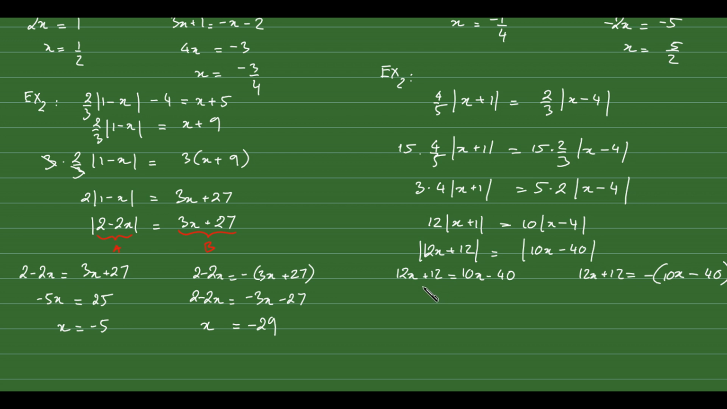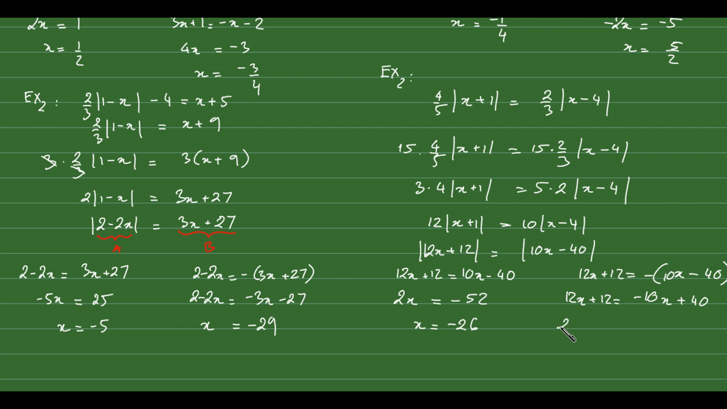Okay, now subtract both sides by 10x, so you have 2x. Subtract both sides by 12, so 40 minus 12 is 28, right? So divide both sides by 2 gives you 14. No, so it's not 28. I'm sorry. It should be minus 52. Now 52 divided by 2 is 26, so negative 26.